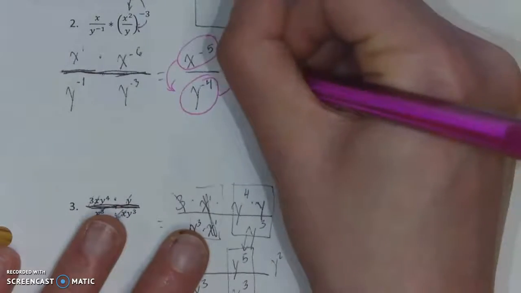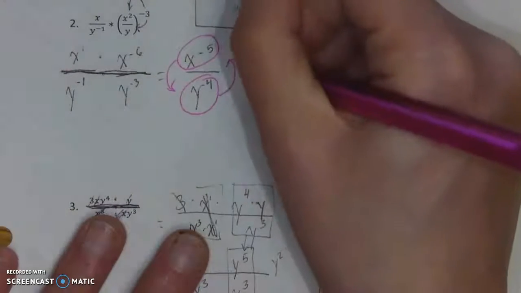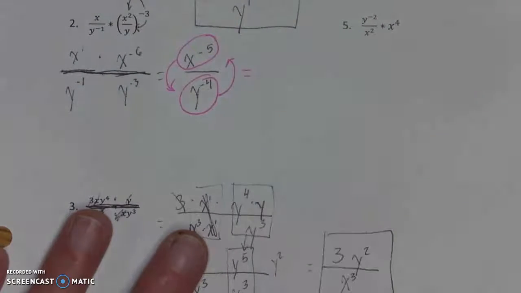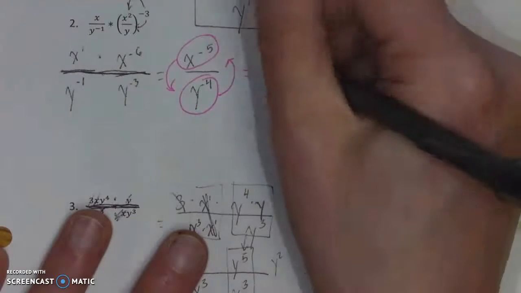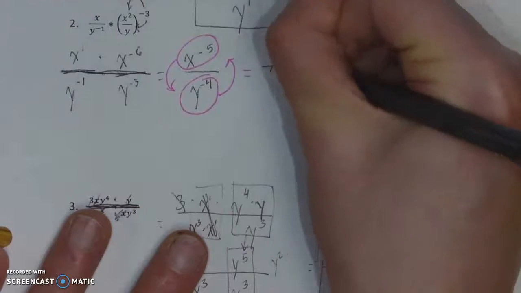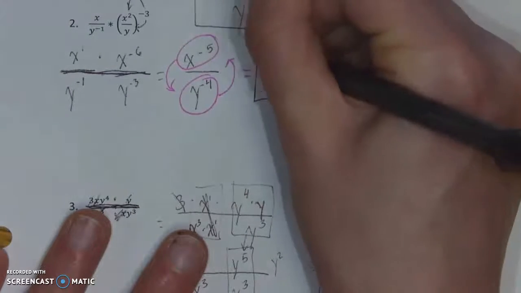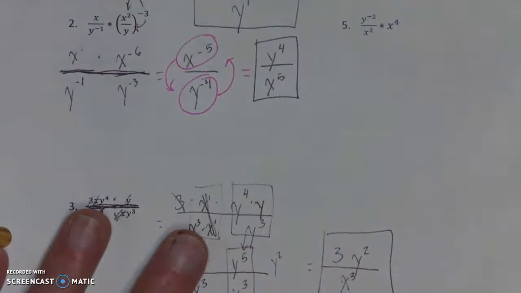In this case, both of them happen to have negative exponents. That won't always be the case. Sometimes only one of them will move. That results in y to the 4th moving to the top and becoming positive, and x to the 5th moving to the bottom, but now positive. That's our final answer.